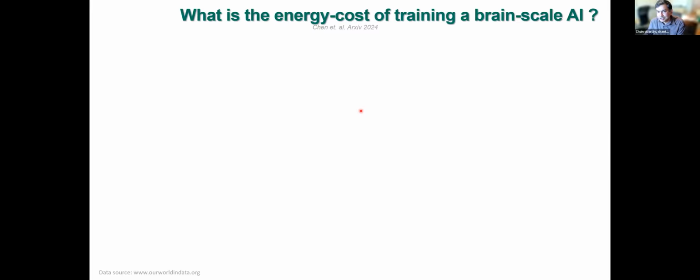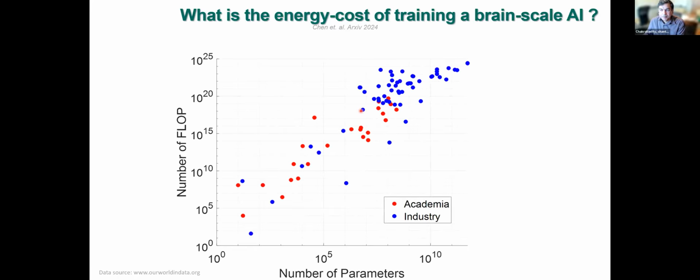Okay, what is the energy cost in training a brain scale AI? And I'm going to show this plot, which a lot of other people have shown before, but I will present it in a different context. On the x-axis are the number of parameters in the model, and on the y-axis are the number of operations that are required to train this AI model. And on these dots, what I'm showing are several of the state-of-the-art AI models, ranging from GPT-3, 4.